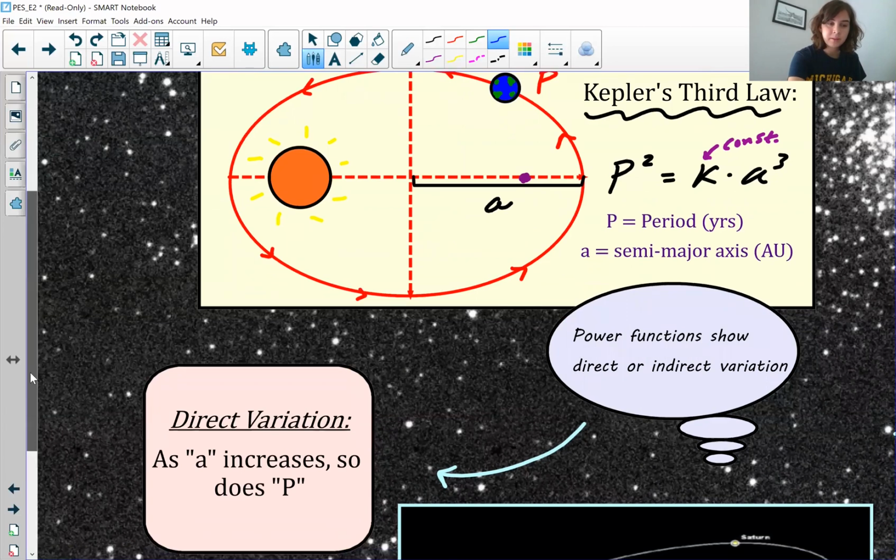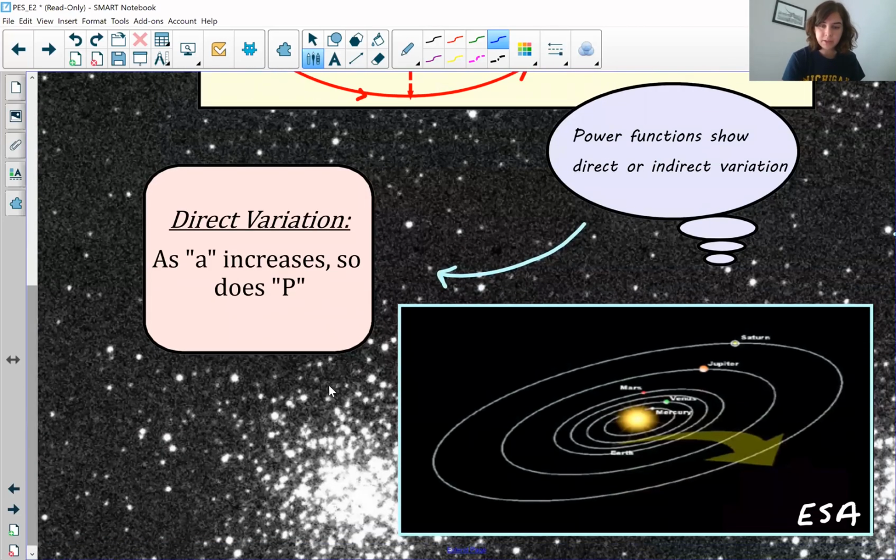And we can kind of see this. I have a picture here from the European Space Agency. It's a little diagram. And it shows how we have these different planets in our solar system that are in these concentric paths. And so you can infer that the ones that are farther out, they have a greater A value. They have a greater distance. And what this law tells us, it means that the planets that are farther out are going to take more time to get around the sun.